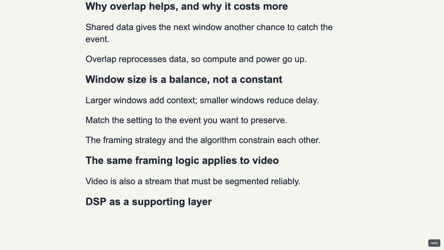Digital signal processing sits underneath the model and prepares the data first. By cleaning and shaping the stream, it makes the downstream decision more stable and less sensitive to irrelevant variation.